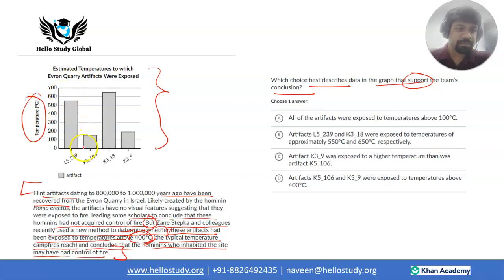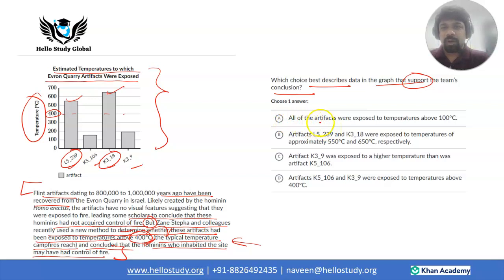Now if we look at the graph, it gives the temperature of different artifacts. These are the artifacts, and the heading says estimated temperature to which Evron Quarry artifacts were exposed. So the temperature which is important for us is 400 degrees Celsius. And if you see, only 2 artifacts reached a temperature above 400. And as per the argument, 400 is the temperature where it catches fire. Okay, and what are these artifacts? L5236 and K318. Now let's see which answer choices say the same.